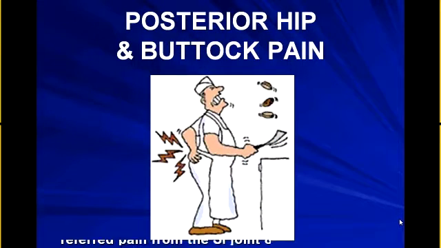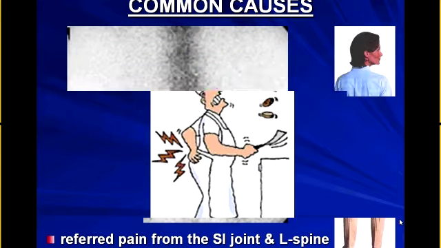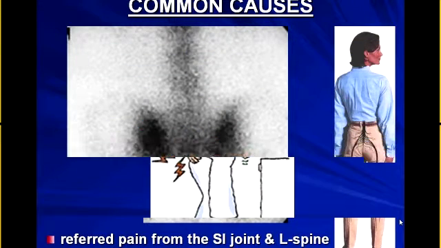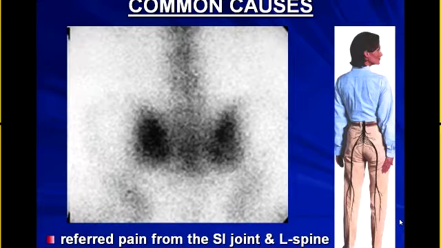Now we need to look at posterior hip and buttock pain. So certainly the common cause is pain that is referred to this area by the sciatic nerve, so by the lumbar spine and by the SI joint.